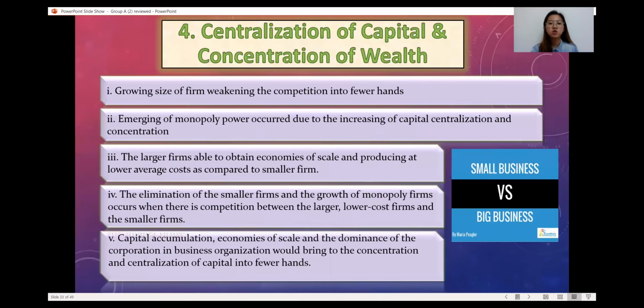Next is centralization of capital and concentration of wealth. The growing size of firms weakens competition, concentrating it into fewer hands. The emergence of monopoly power occurs. The larger firms are able to obtain economies of scale and produce at lower average cost as compared to smaller firms. The elimination of smaller firms and the growth of monopoly firms occurs. Capital accumulation, economies of scale, and the dominance of the corporation in business organization.